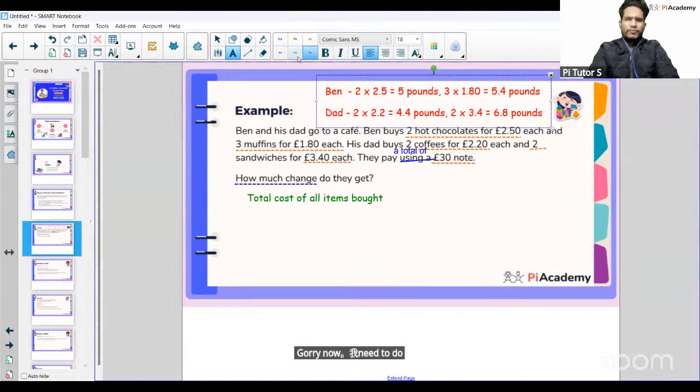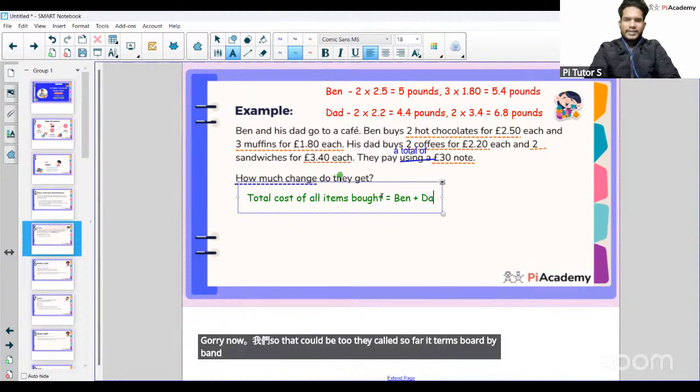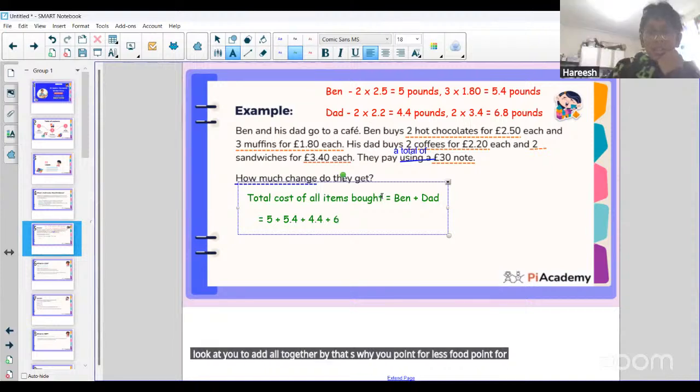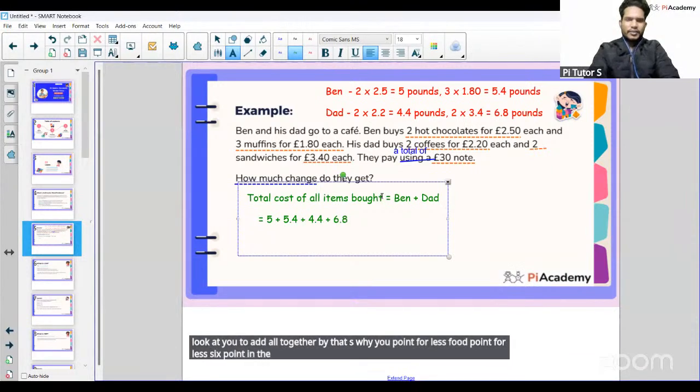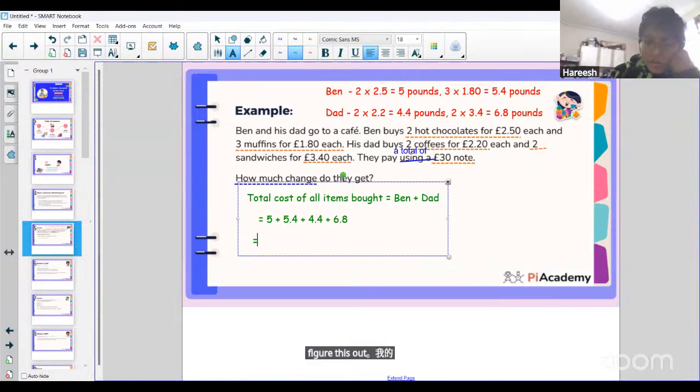Now, what we need to do? We need to find the total cost of all the items bought. So that will be the total cost of items bought by Ben plus his dad. Okay. So what we need to do? We need to add all together: 5 plus 5.4 plus 4.4 plus 6.8. Okay. So figure this out. Work out the total cost first.